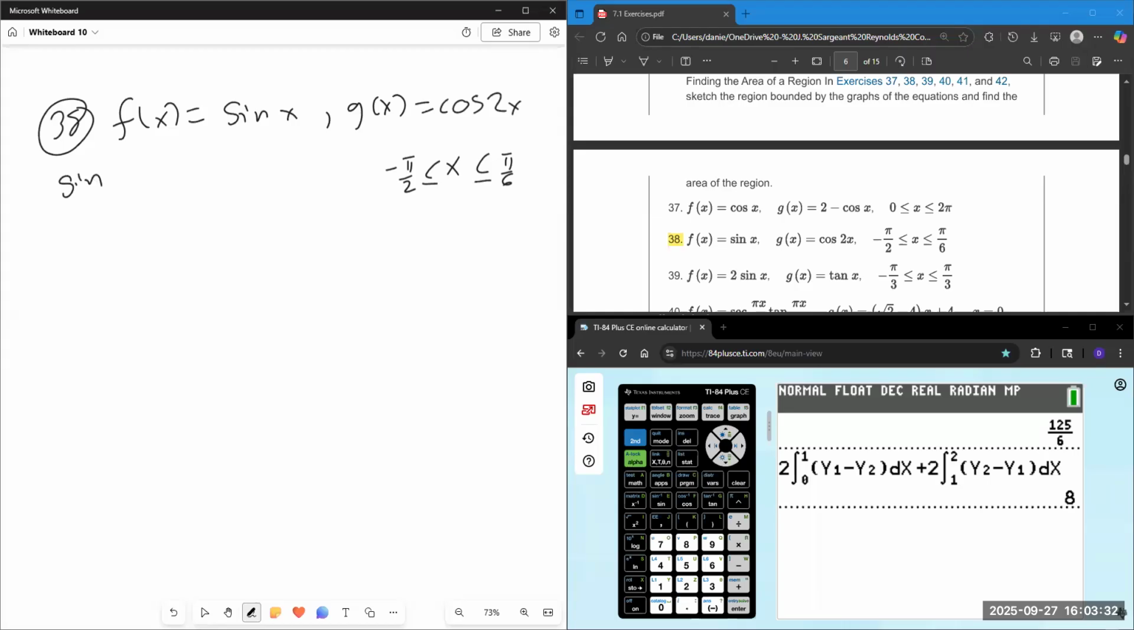So sine x is equal to cosine of 2x. Recall that cosine of 2x is equal to cosine squared minus sine squared, which is also 2 cosine squared x minus 1, which is also 1 minus 2 sine squared x. So all of these things are cosine of 2x. Because I see sine as my first degree variable, I'm going to use the one that has sine squared in it.